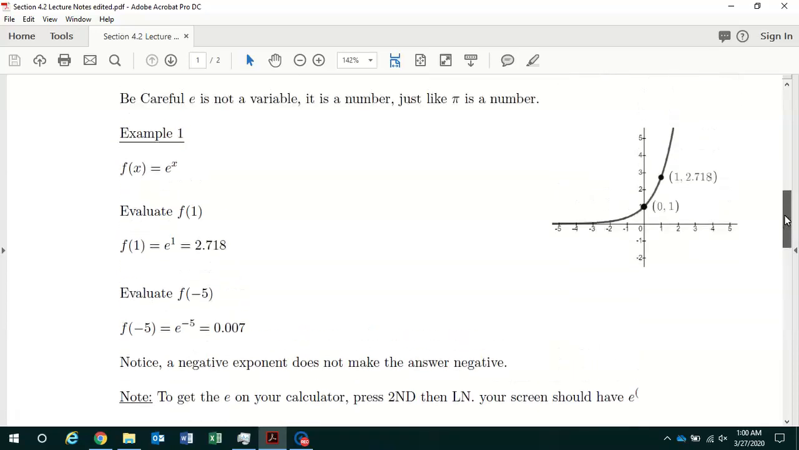To evaluate the function at x equals minus 5, we just put in minus 5 for x up here, and we have e to the minus 5 power, and now you have to use your calculator. Your calculator should have an e to the x key on it, and you just put in minus 5 for x, and you have e to the minus 5, and when you hit enter, you'll get 0.007. So e to the minus 5 power is equal to 0.007.